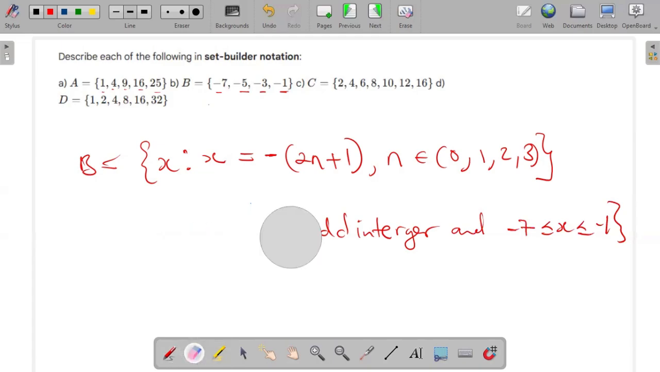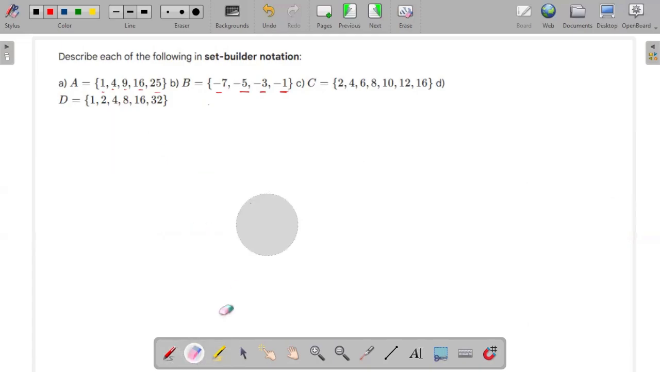So that's how you come up with this set here, or this is how you write it in set builder notation. For the next one, we have part C. When you look at C, you have 2, 4, 6, 8, 10, up to 16. But what are these? These here are even numbers. So by the formula of how we come up with even numbers, it's just 2n. Like that. That's even numbers.